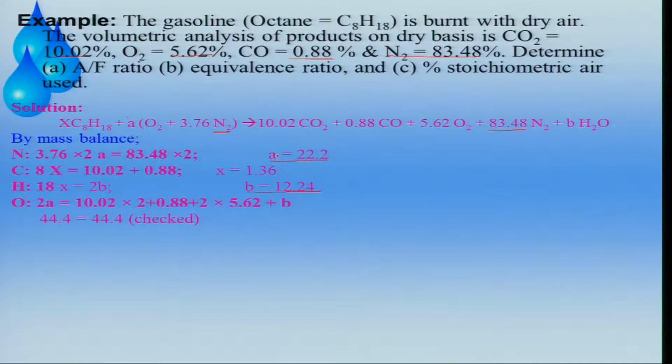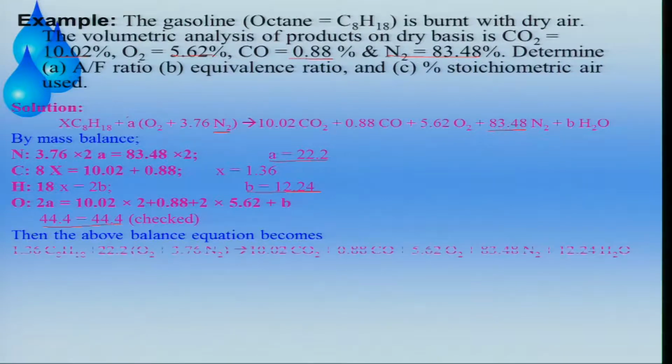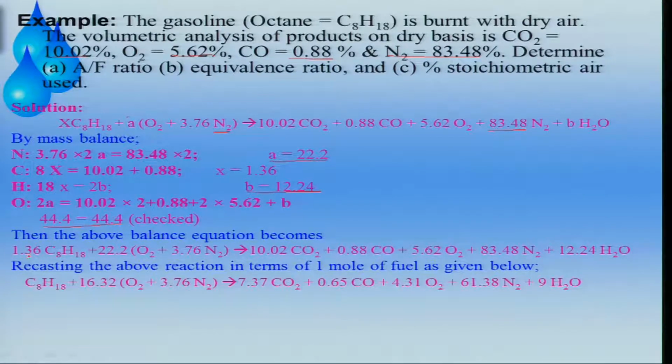Then you get B as 12.24, and you can cross check whether the left hand side is the same as the right hand side for oxygen. It is just a cross check; you may avoid it sometimes, but how to do it is given here. Once sure that it is well balanced, the balanced equation will have x as 1.36, A as 22.2, and B as 12.24. I can rewrite this equation in terms of 1 mole by dividing everything by 1.36.